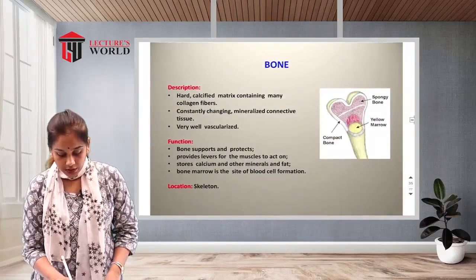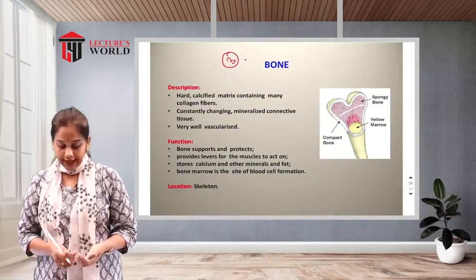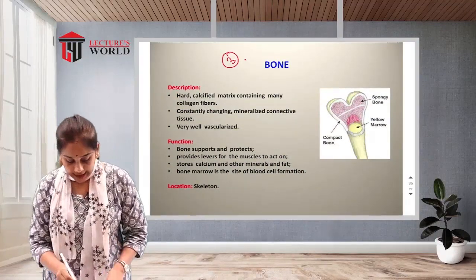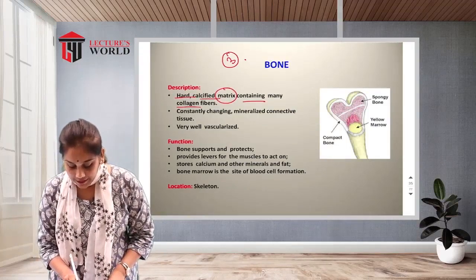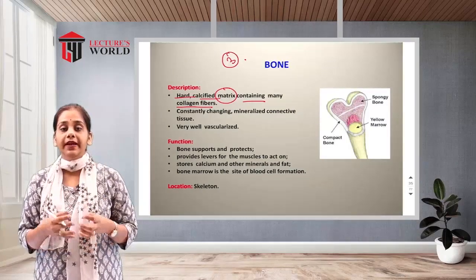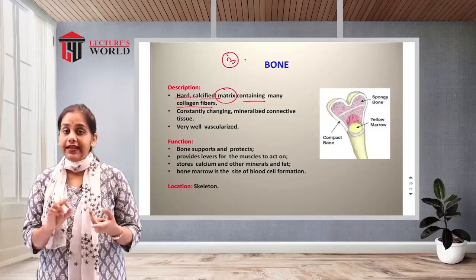Now the next type of connective tissue is the bone. So what is bone? It is a hard calcified matrix which contains many collagen fibers. Bone is made up of many collagen fibers. It is hard and calcified.